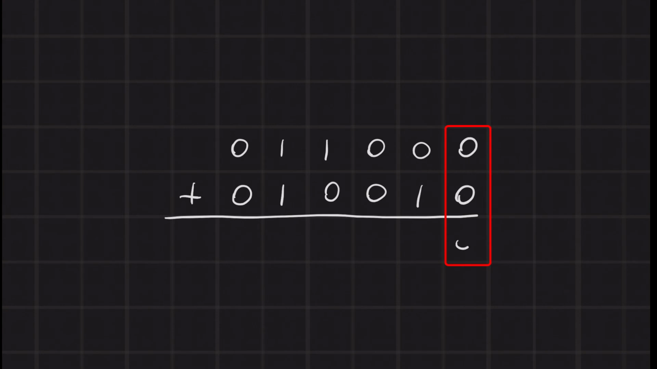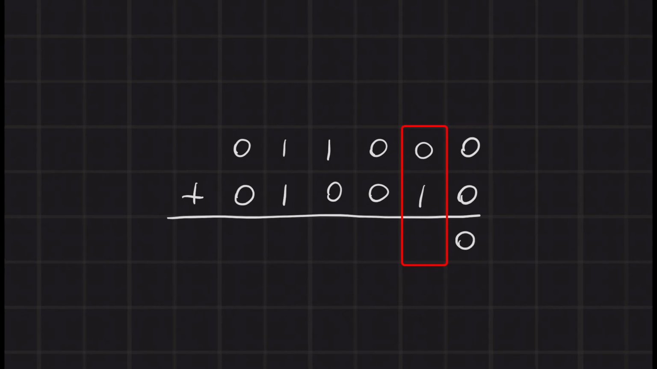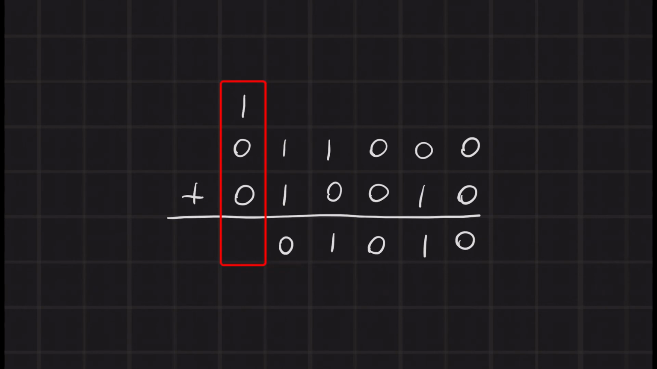0 plus 0 is 0, no carry. 0 plus 1 is 1, no carry. 0 plus 0 is 0, no carry. 1 plus 0 is 1, no carry. 1 plus 1 is 0 with a carry, and 1 plus 0 is 1.